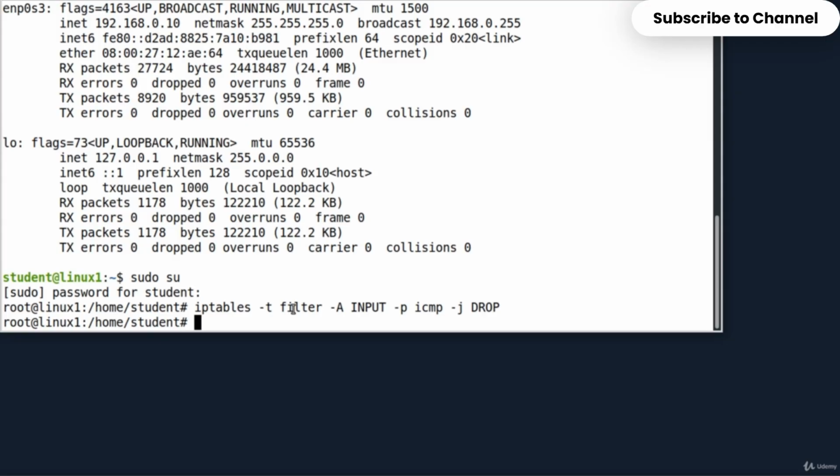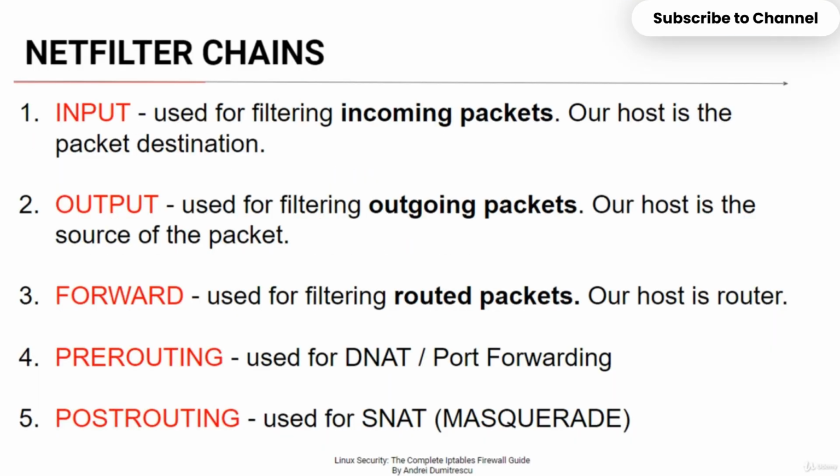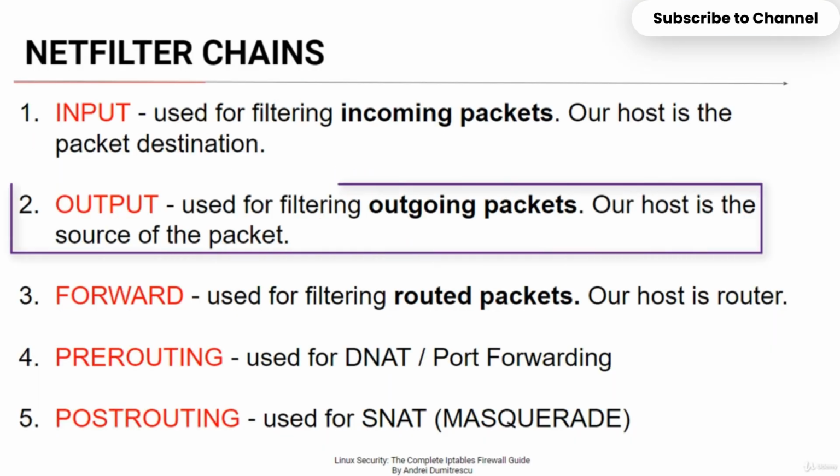By the way, you should always write table names in lowercase letters and chain names in uppercase letters. Targets like DROP in our example are always written in uppercase letters. Another important chain is OUTPUT. This is used to filter outgoing packets. Our Linux host is the source of the packet.